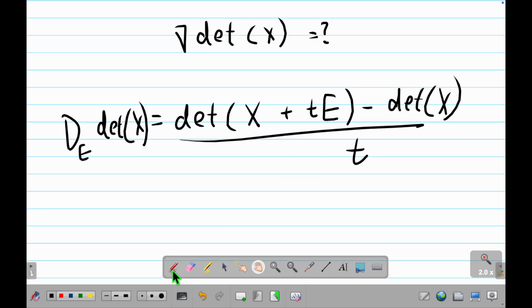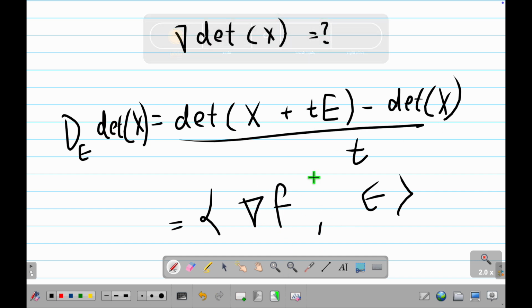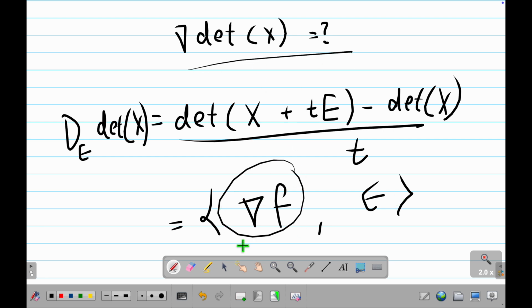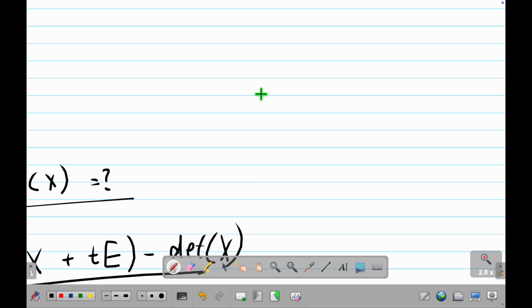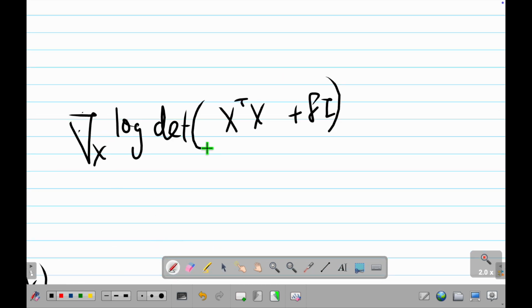This directional derivative in direction E will be equal to the inner product between E and something, a linear map. This will be the gradient. If I can write it like this, then I find this thing, and using this, you can find any derivative. And even more complicated ones, for example, what is this thing? The Gram matrix plus delta I, where delta is a number, let's say 5, and then determinant, and then log. Find the gradient of this.